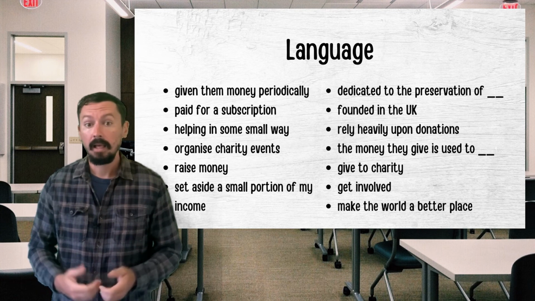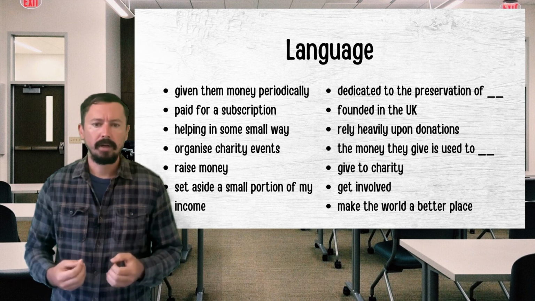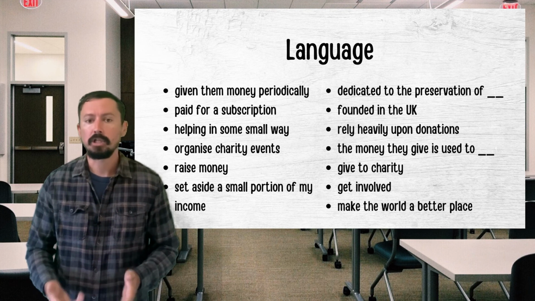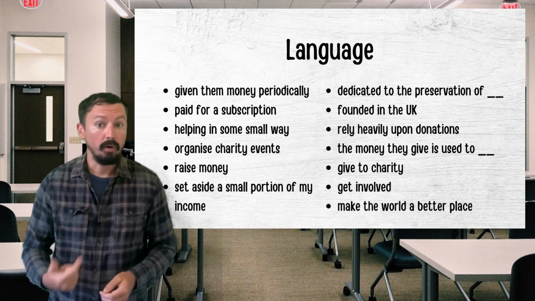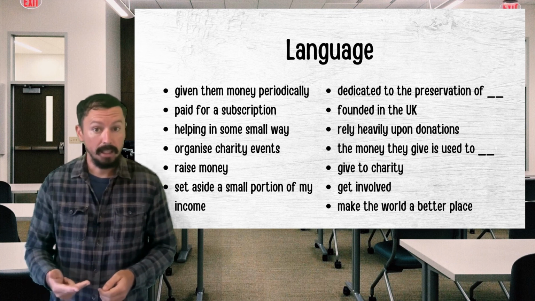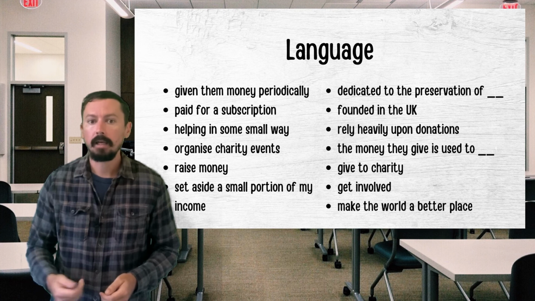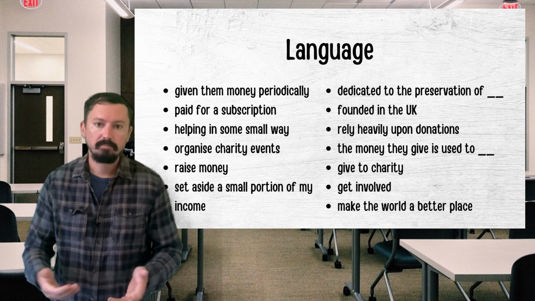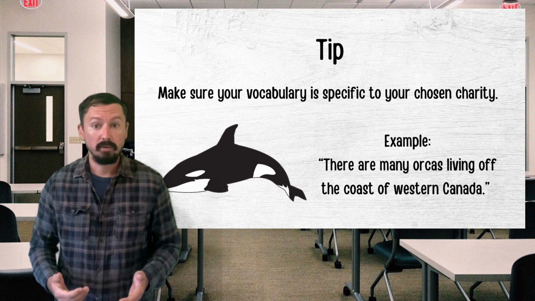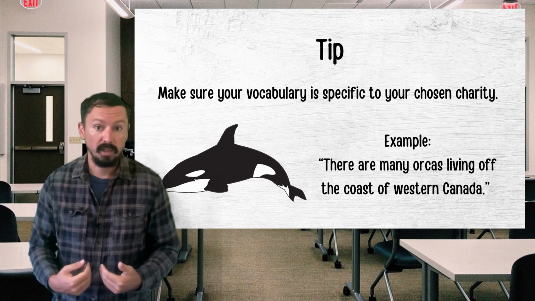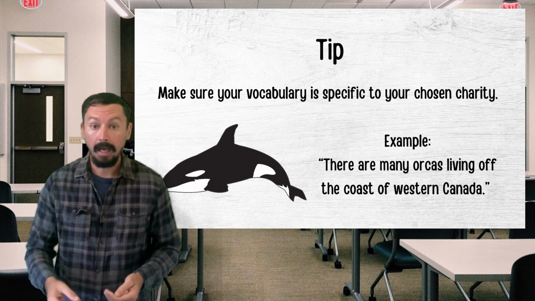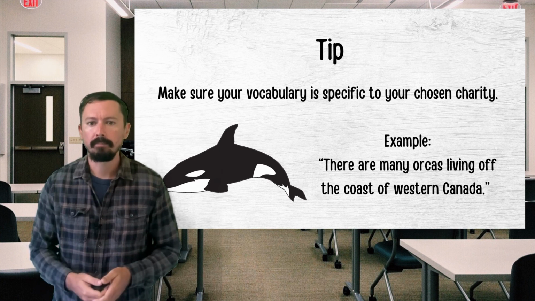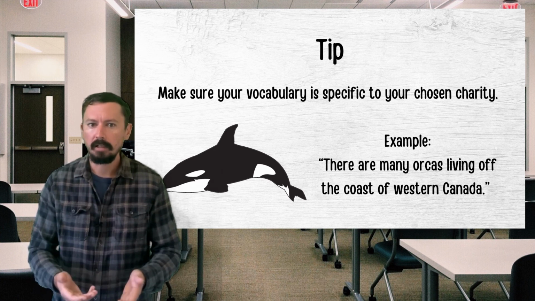As for the language I used, there were many phrases that you could borrow and adapt to talk about a charity that interests you. I said things like give money periodically, organize charity events, raise money, set aside a small portion of my income, rely upon donations, and so on. There was also some language specific to my preferred charity, of course. Given that mine was about whales and dolphins, language like off the coast of Canada and migratory nature was appropriate. This would not apply to you if your charity looked at cities or rainforests, for example.